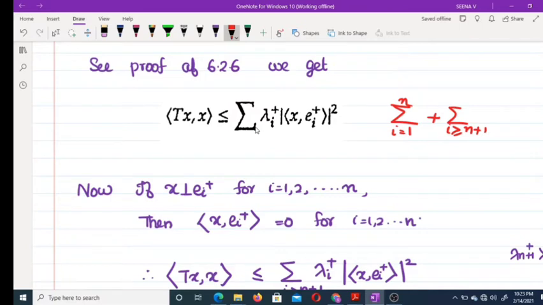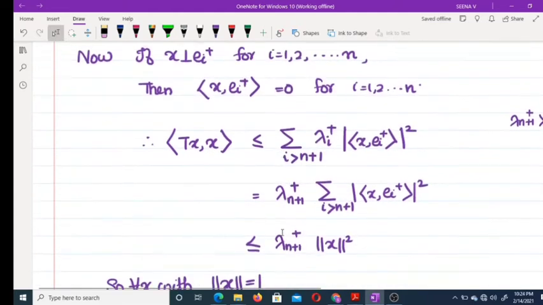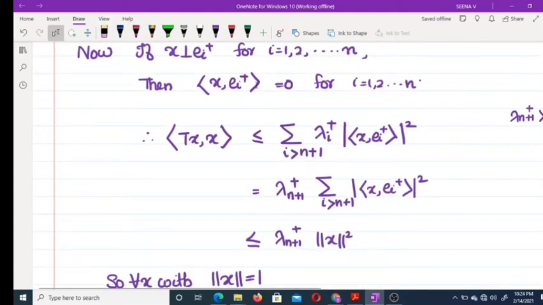And up to n, the inner product of x with e_i plus is 0. So this term is actually equal to 0. We have the inner product of x with e_i plus equal to 0 for i equal to 1 to n. Therefore, this is less than or equal to the sum over i greater than or equal to n plus 1 of lambda_i plus times the modulus of the inner product of x with e_i plus, whole squared.